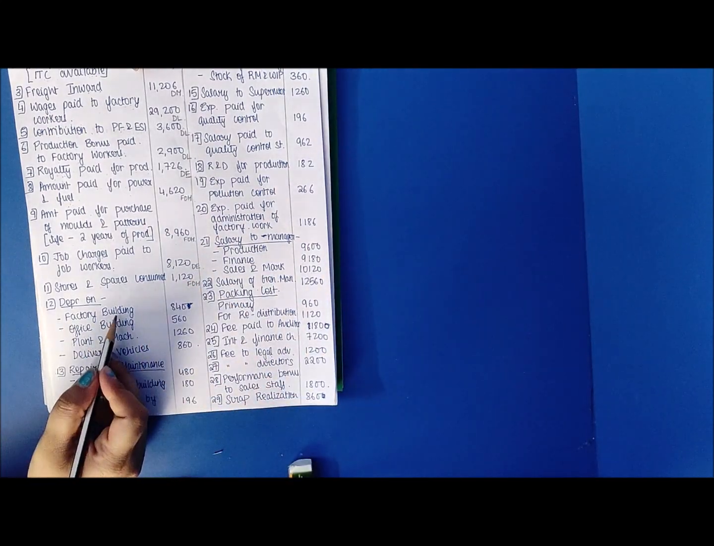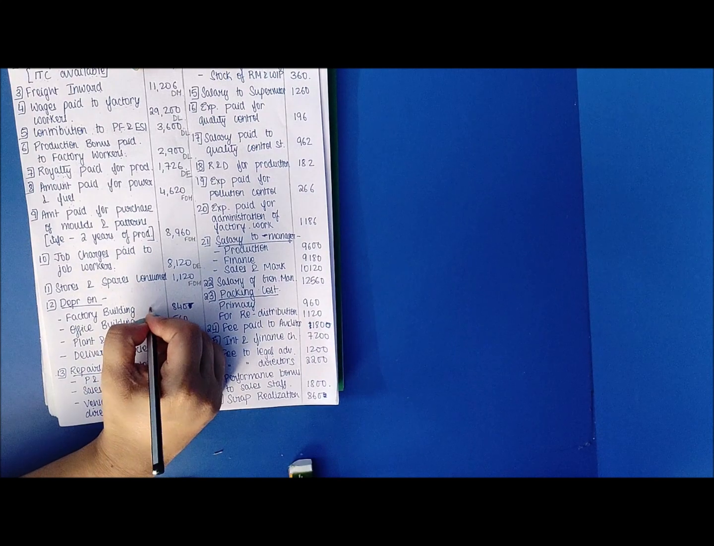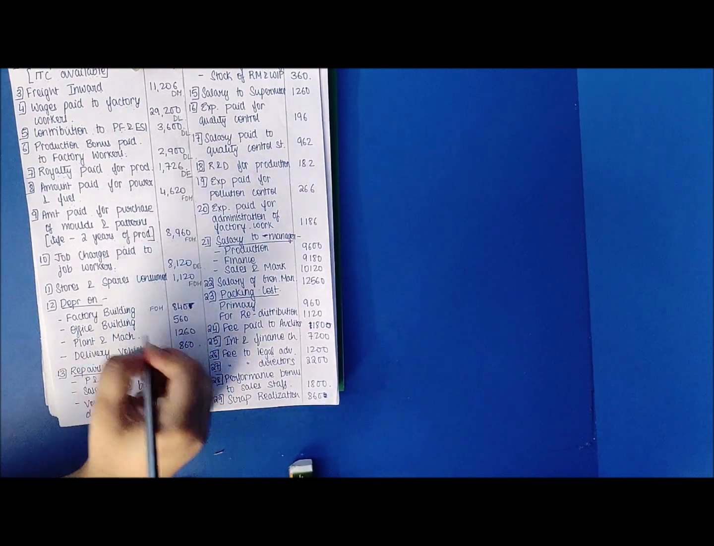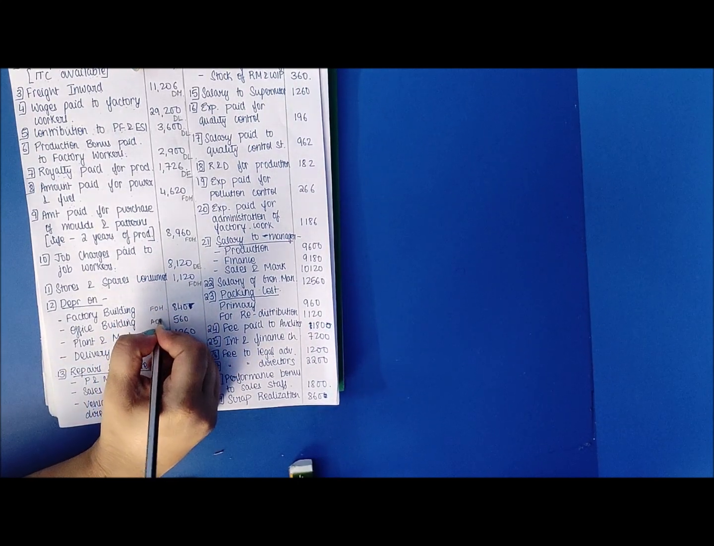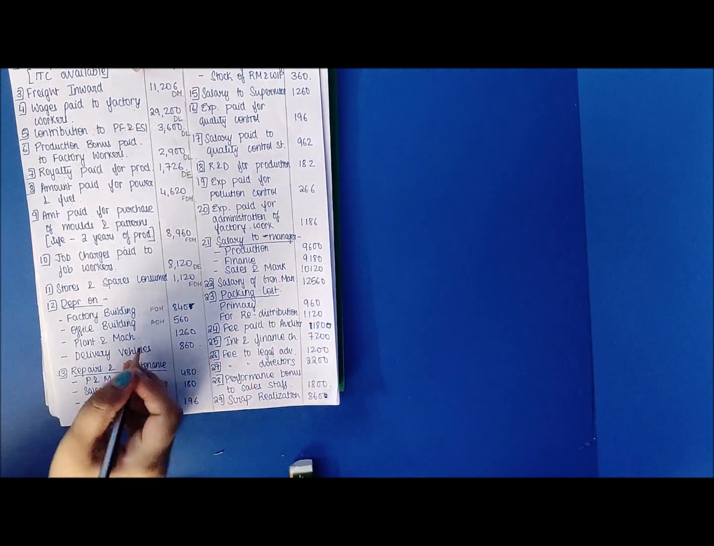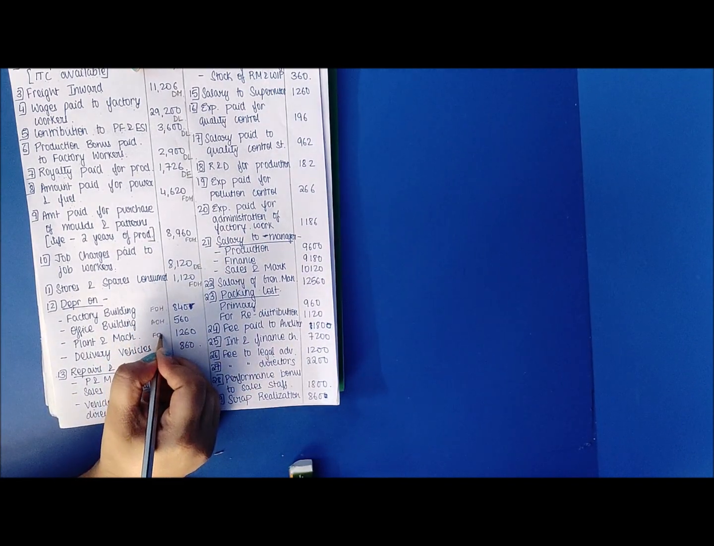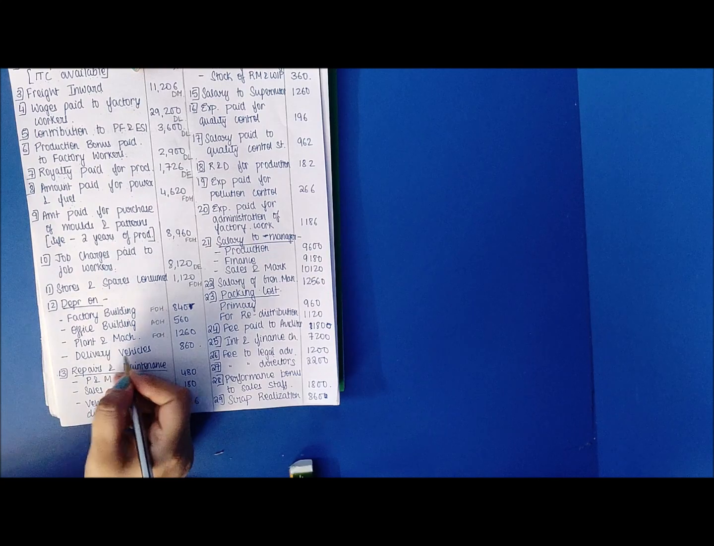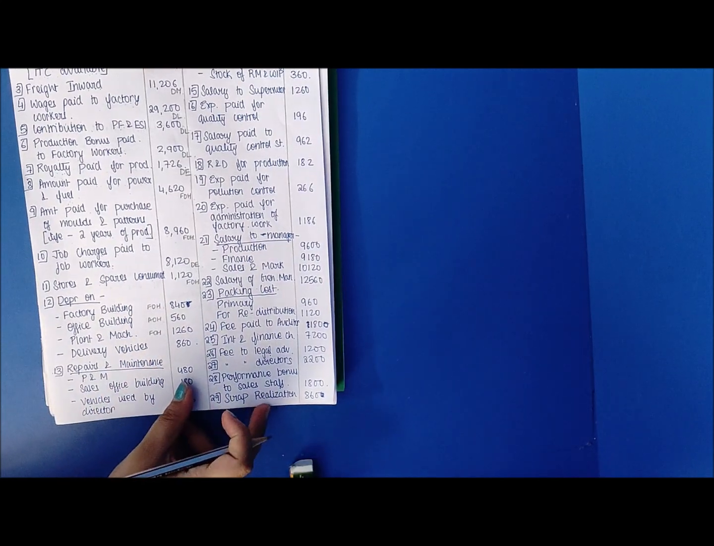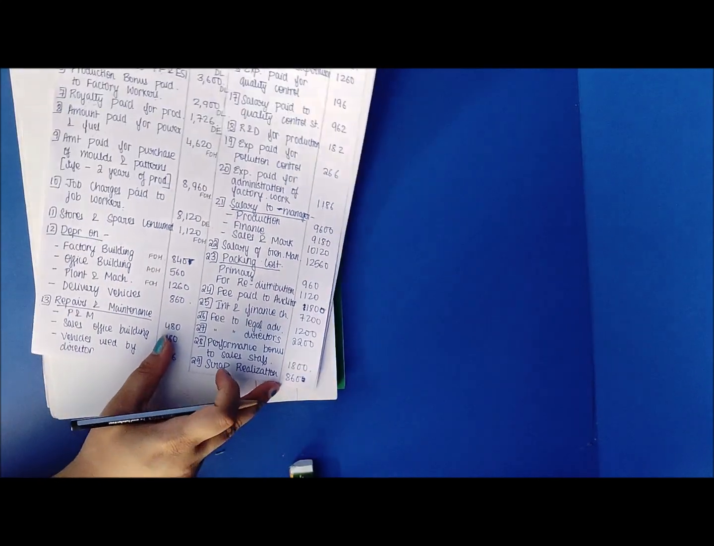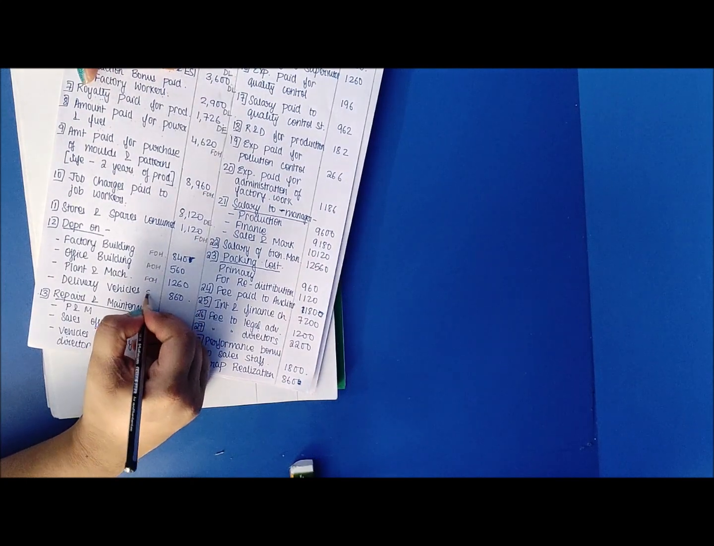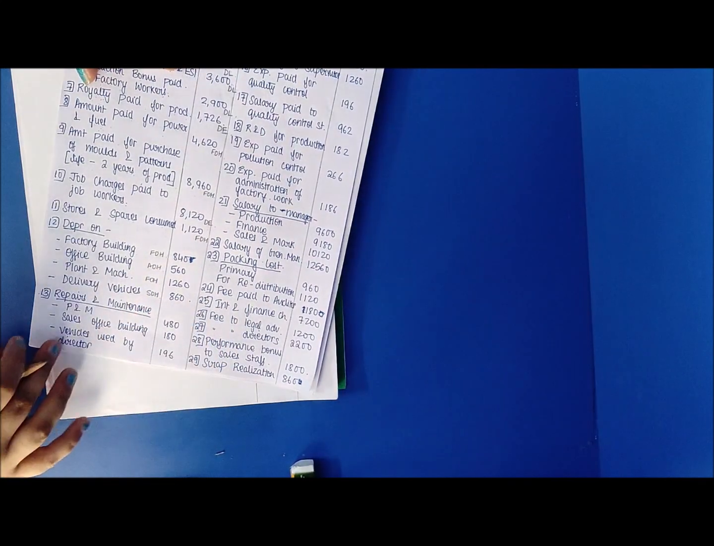Next is depreciation on factory building. Obviously a factory overhead. Office building, admin overhead. Plant and machinery. Again a factory overhead because the plant and machinery is in the factory. Delivery vehicles. Delivery vehicles are used for selling and distribution, so that will be under selling overhead, distribution overhead.